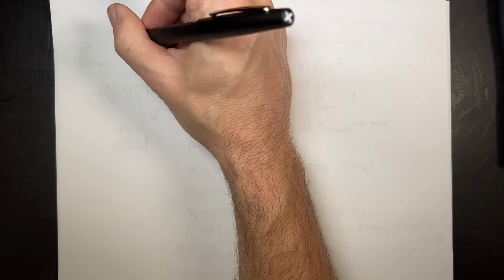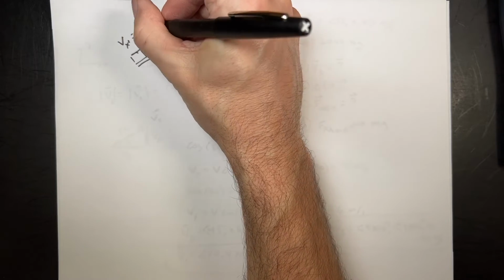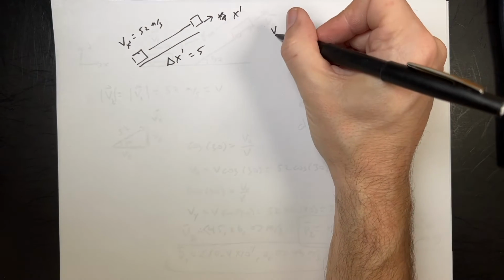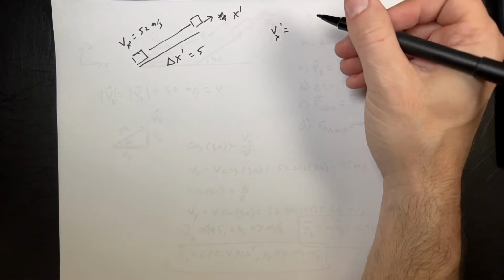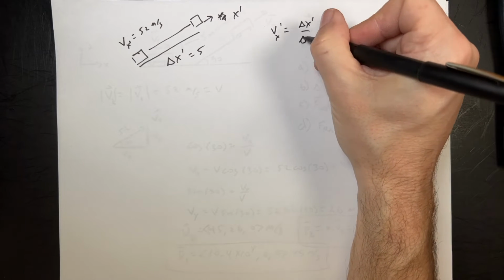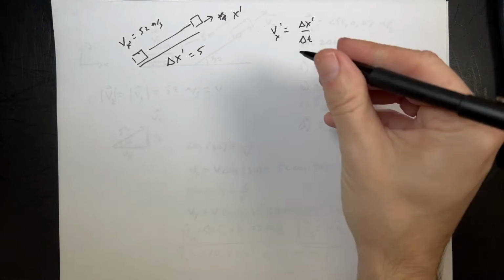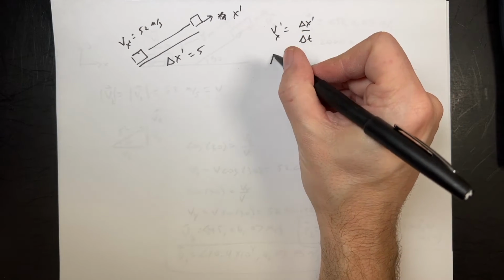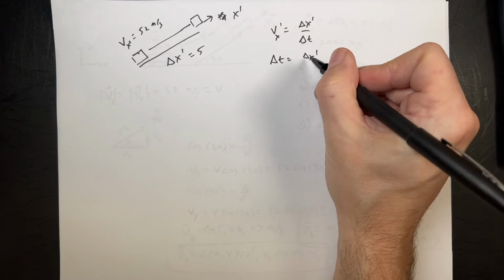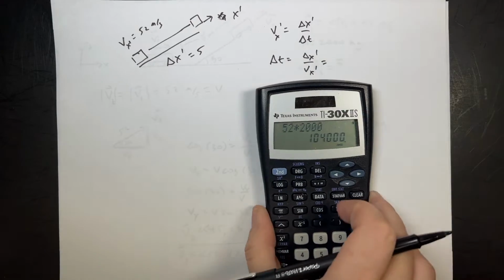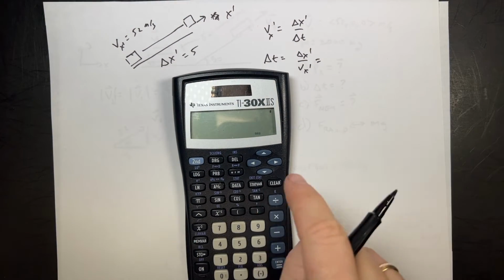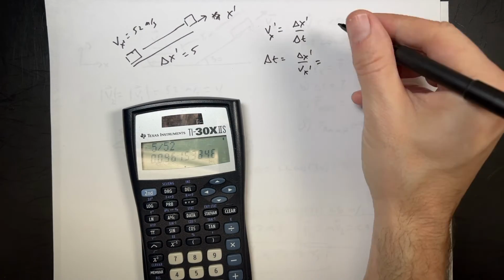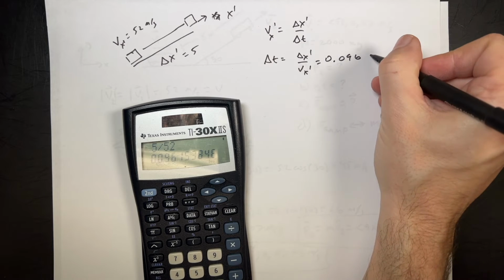But still, in this direction, Vx prime is going to be equal to 52 meters per second. Delta x prime is 5. So I can say Vx prime, just because it's in the new direction, is delta x prime over delta t prime. Now I can solve for delta t. You can't do this as a vector because I don't want to divide vectors by vectors. So I can say delta t is equal to delta x prime over Vx prime. And now I just need to put that stuff in. My x is 5 divided by 52. And I get 0.096 seconds.